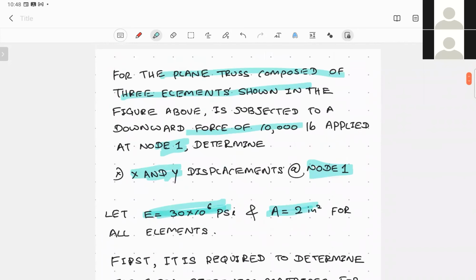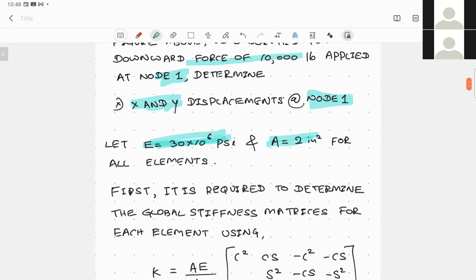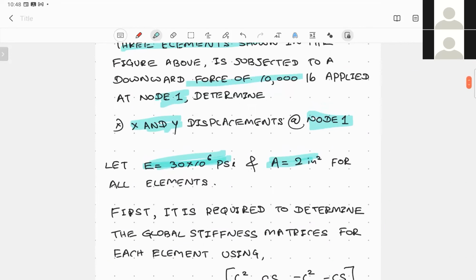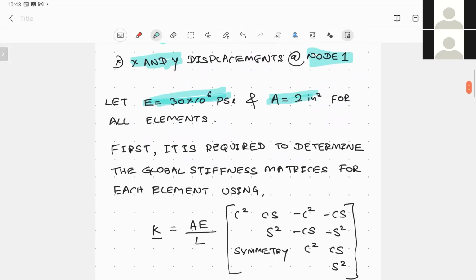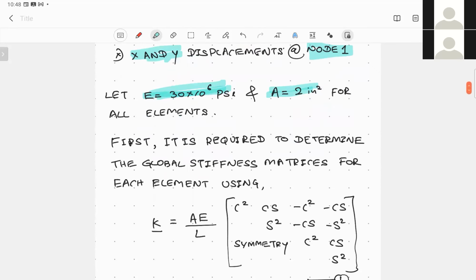What do we do first? First, we need to write down the element stiffness matrices. Before we consider the total structure, before we apply the direct stiffness method to assemble the structure, we have to write down the element stiffness matrix for each element in the global coordinate system. Simple. This is just the one we just derived. So it is required to determine the global stiffness matrix for each element.